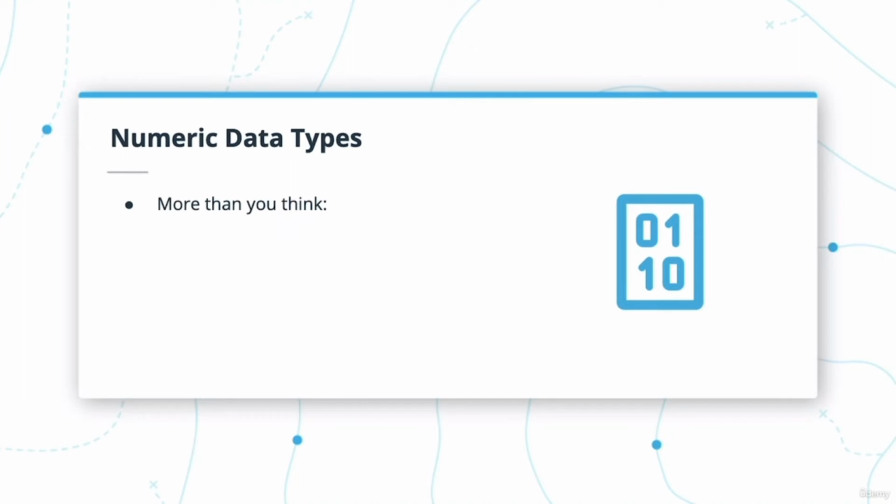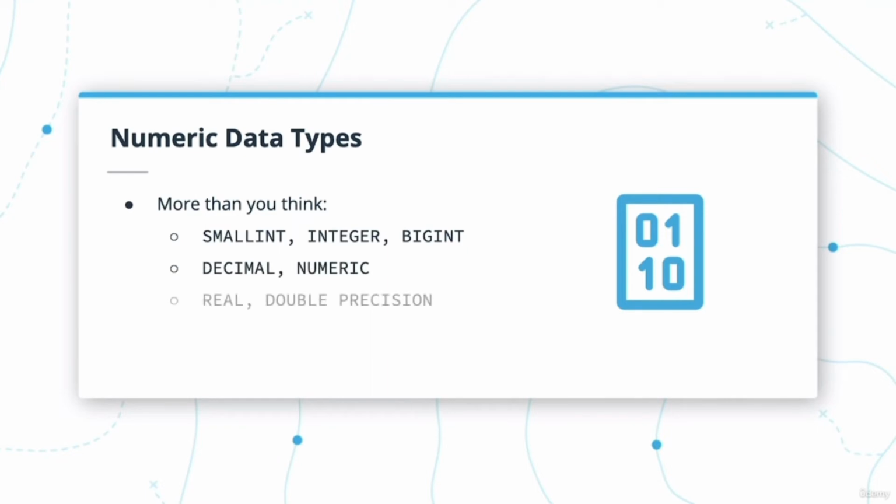Postgres provides to us, in terms of numbers, smallint, integer, bigint, decimal, numeric, real, double precision, smallserial, serial, bigserial. Wow, that's a lot of data types. And it might sound like you would have a hard time figuring out which one to choose for which situation.